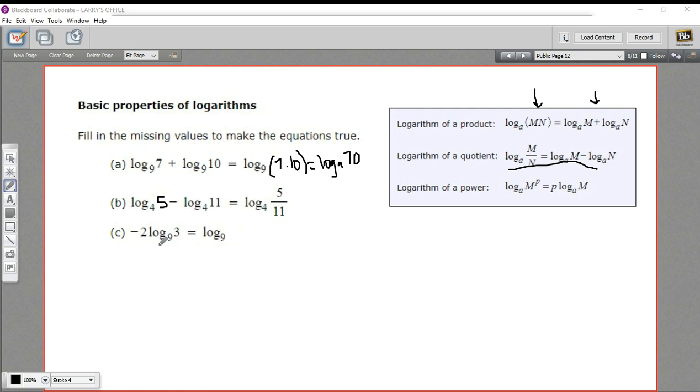And here we've got negative 2 log base 9 of 3. Negative 2 times the log base 9 of 3 equals the log base 9 of what? Well, there's no number out front here. So what we need to do is use the power rule here and take this negative 2 and raise that 3 to the negative 2 power. And of course, 3 to the negative 2 is 1 over 3 squared, so that's 1/9. So negative 2 times the log base 9 of 3 is log base 9 of 1/9.